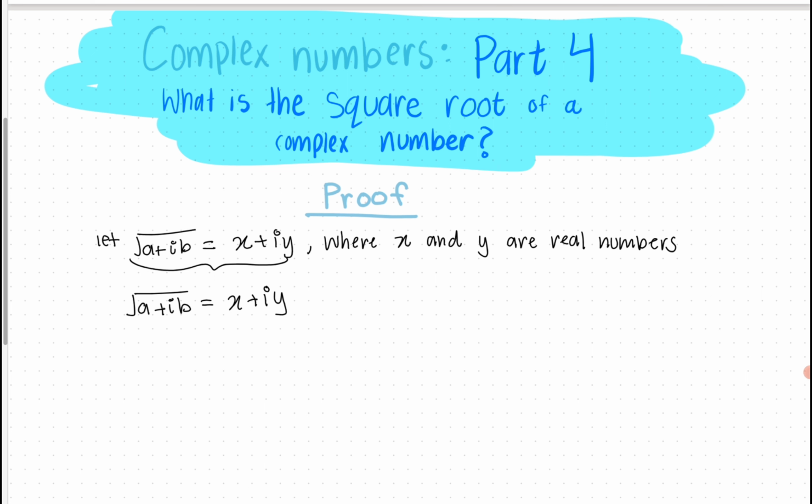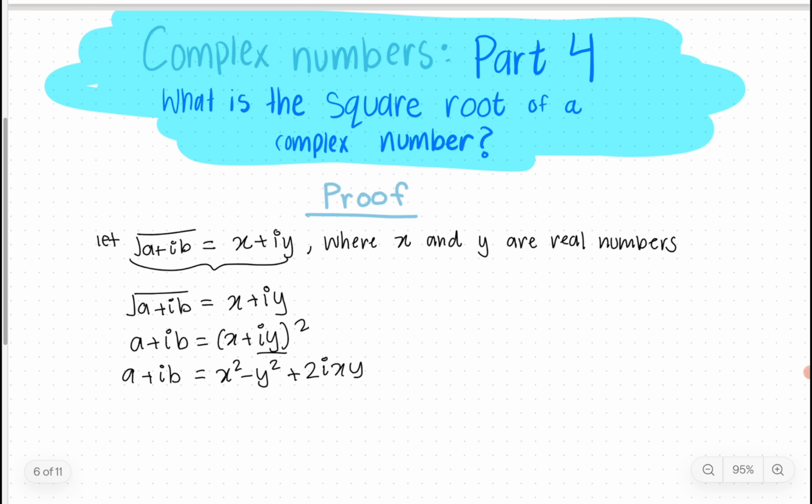Squaring both sides to get rid of the square root, you get a plus ib equals (x plus iy) squared. Simplifying the right-hand side, you get x squared minus y squared plus 2ixy. How I got minus y squared is because over here you get i squared y squared. We know that i squared is minus 1, and minus 1 times y squared is minus y squared.